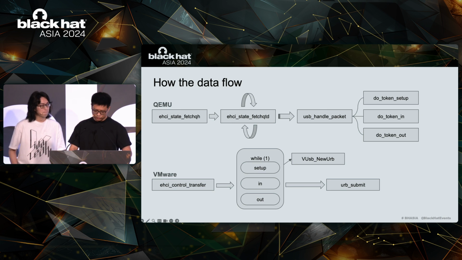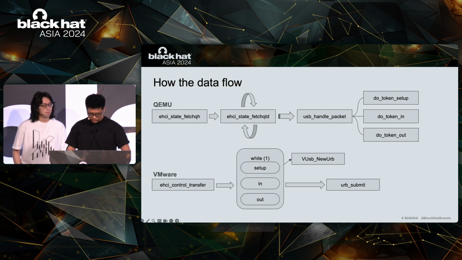On the other hand, VMware treats an entire EHCI transfer queue as a whole. It considers the entire queue as a single URB, and then submits the URB to the USB device by the URB submit function.